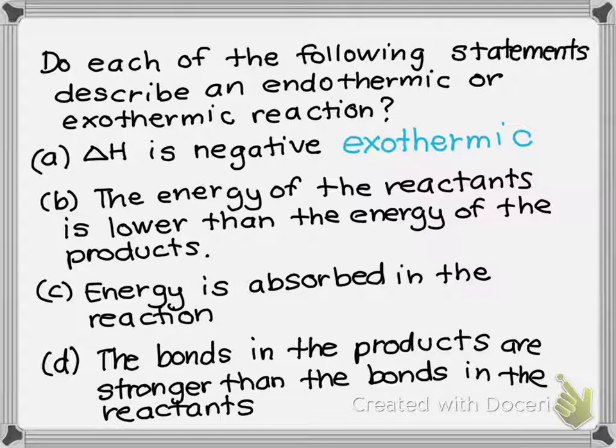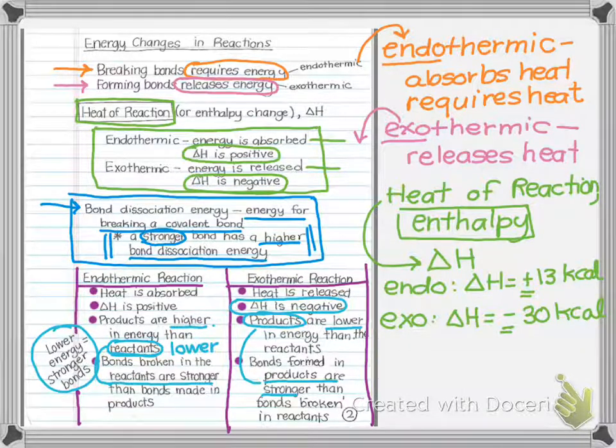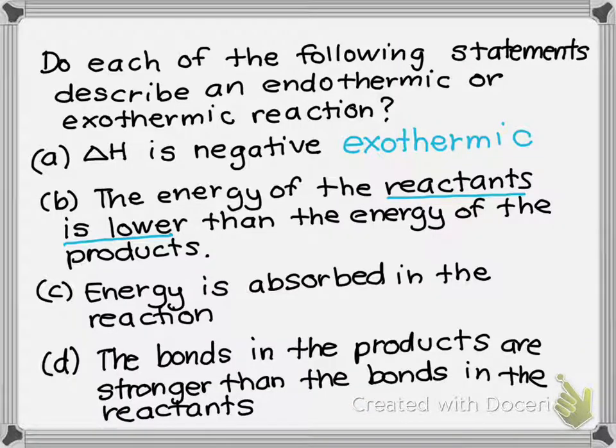Letter B. The energy of the reactants is lower than the energy of the products. Okay, so reactants are lower. So looking here, I see in this step that in endothermic, the products are higher and the reactants are lower. So that's endothermic. In a future section, we're going to talk about energy diagrams, and this will be an illustration of how you can remember which reactants or products are higher or lower.